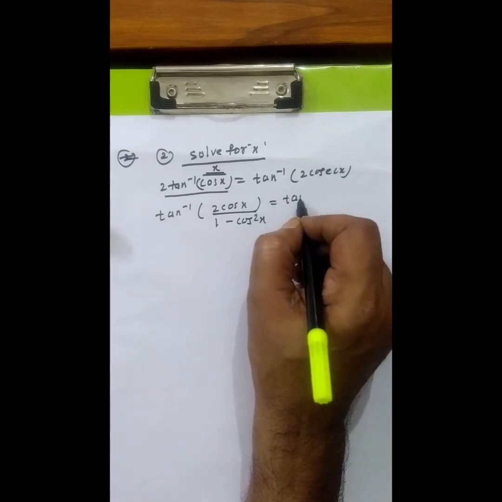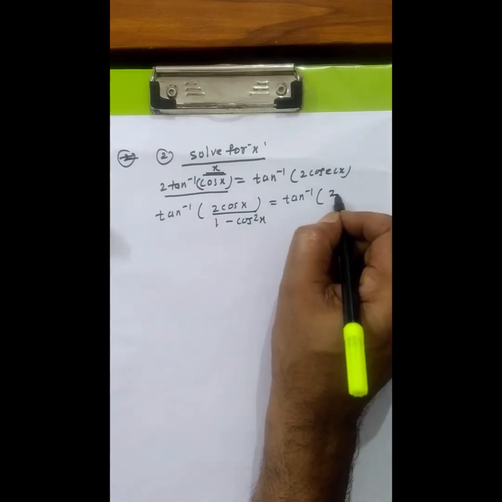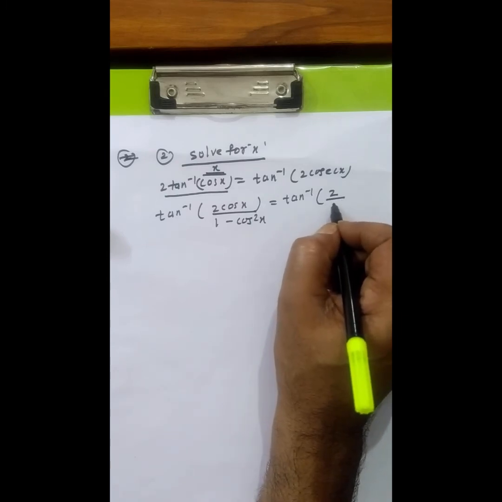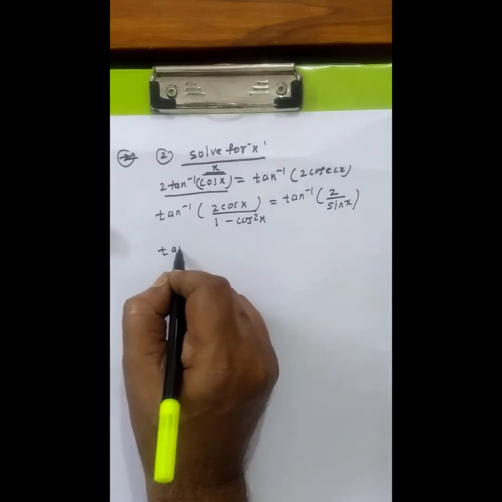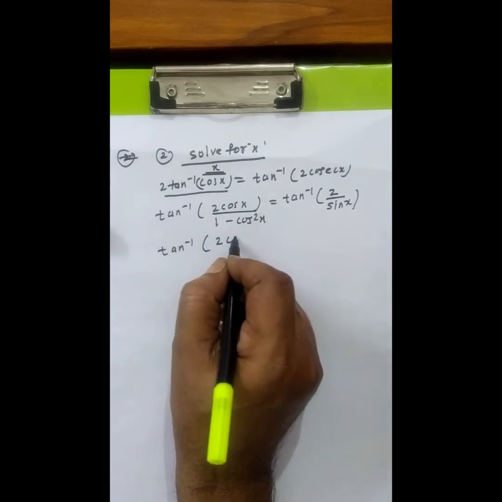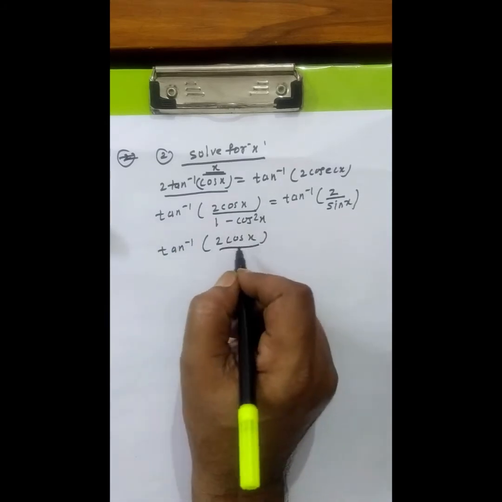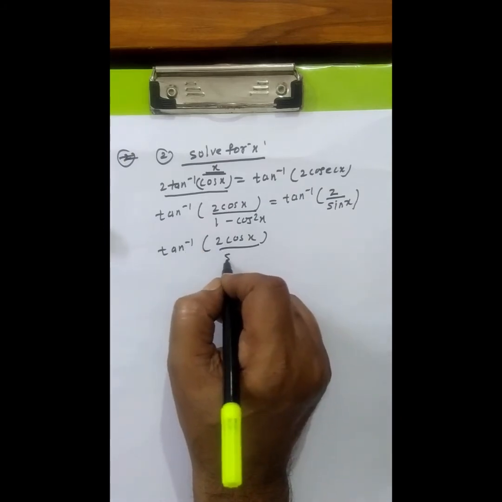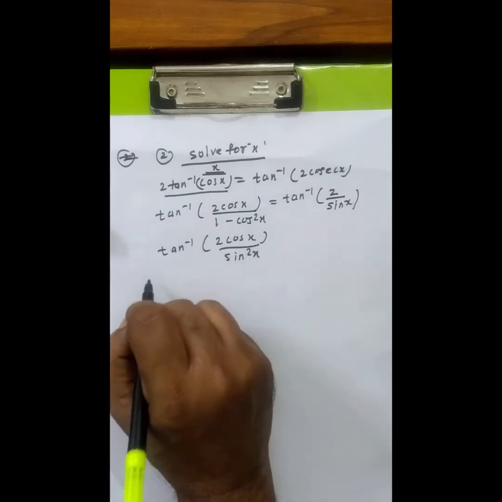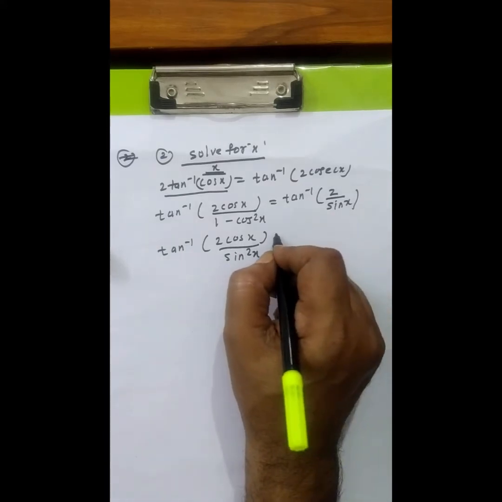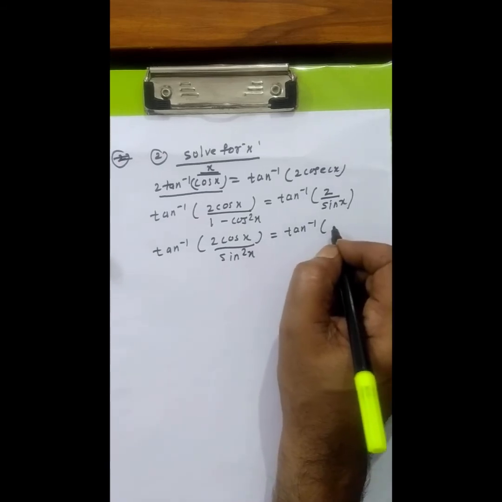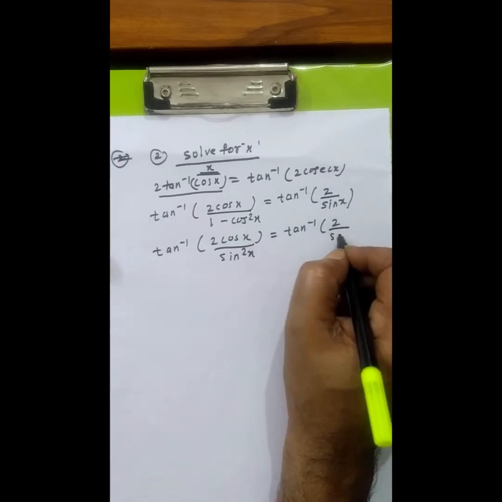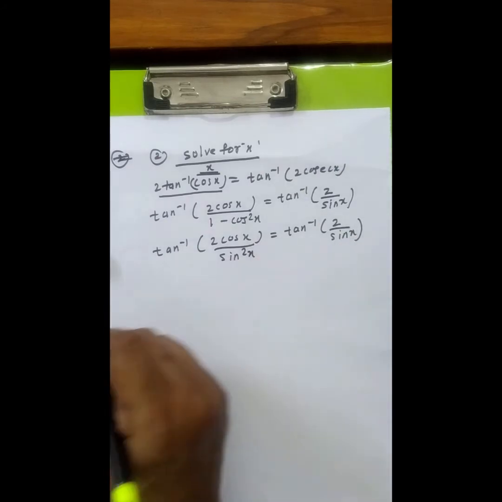Right hand side, tan inverse of 2 times cosec x. Cosec is 1 by sin x, so you can write this as 2 divided by sin x. And 1 minus cos square x we can write as sin square x. So the left side will be tan inverse of 2 cos x divided by sin square x, and the right side is tan inverse of 2 divided by sin x.